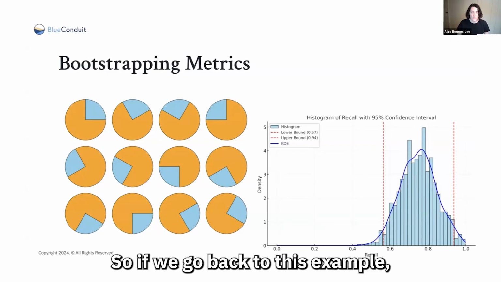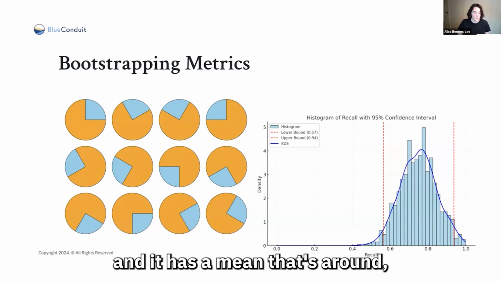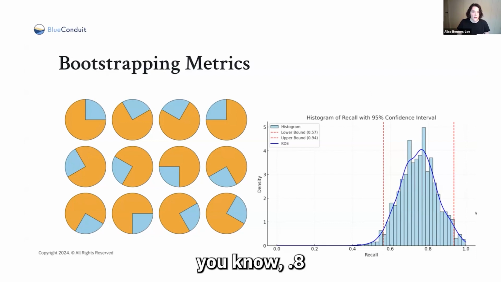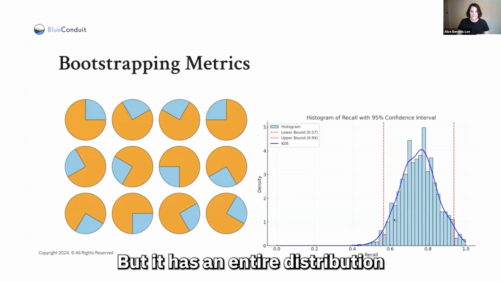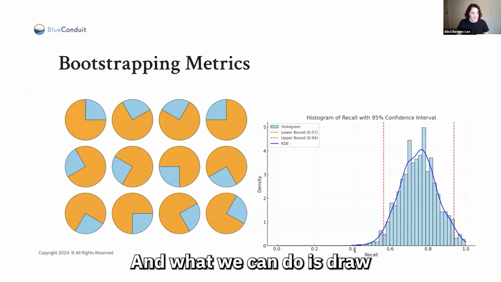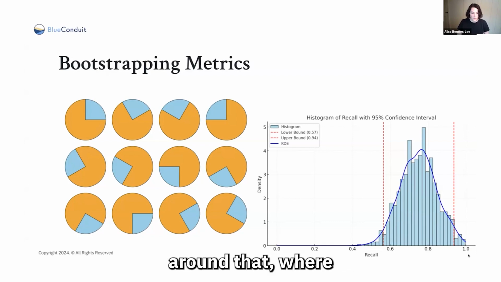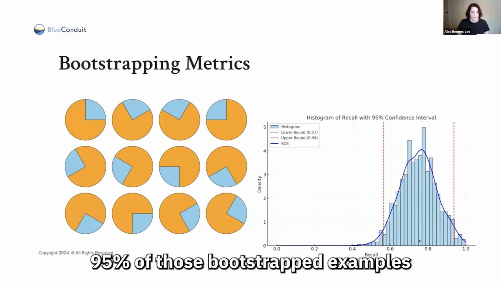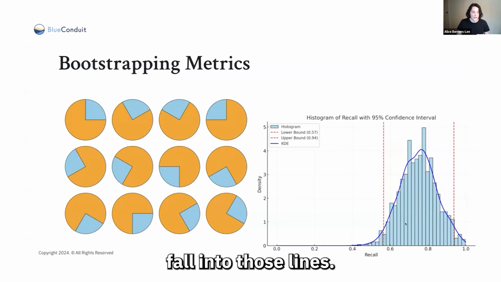If we go back to this example, you can see that there's this distribution and it has a mean that's around 0.8, maybe 0.78, but it has an entire distribution around that. And what we can do is draw confidence intervals around that where 95% of those bootstrapped examples fall within those lines. That's what these red dotted lines are here. It's showing that 95% of the experiments that we ran fell in between these bounds.